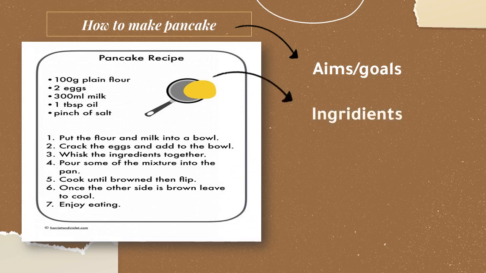And as you can see, the ingredients are part of the materials of the generic structure. That is plain flour, eggs, milk, oil, and a pinch of salt. And the last is the text has the steps or methods. As you can see, there are 7 steps to make a pancake. So guys, procedure text must have the generic structure, that is aims, ingredients, and steps.